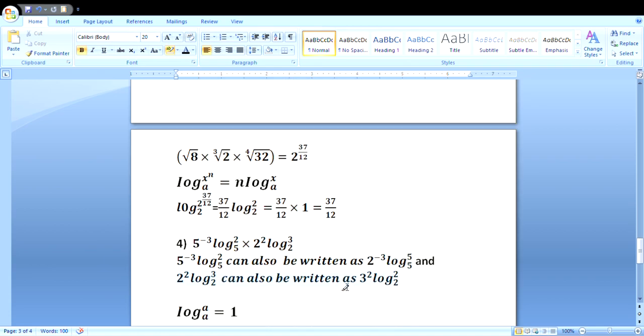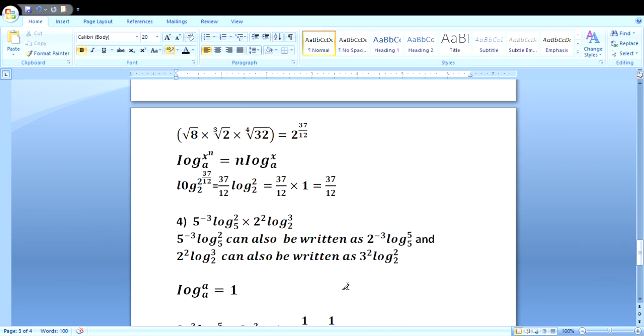Then number 4, they say 5 raised to the power of minus 3 log 2 to base 5 times 2 raised to power 2 log 3 to base 2. Here we need to do some transformation. If you look at the base that is raised to minus 3, it is 5, and the base of the logarithm is also 5. All we need to do here is look for a way to move the logarithm's argument, which is 2 here, back to replace 5, and 5 will eventually be substituted for the position of 2.